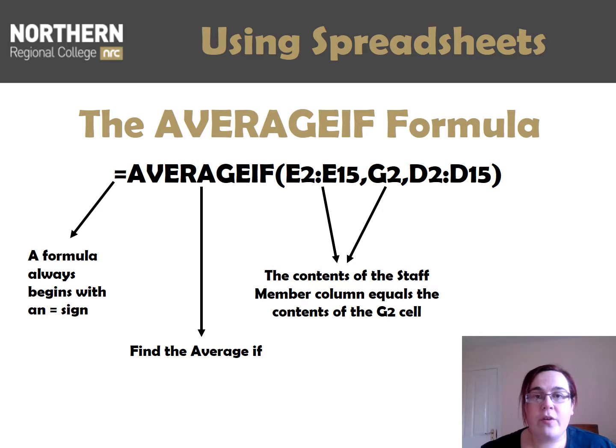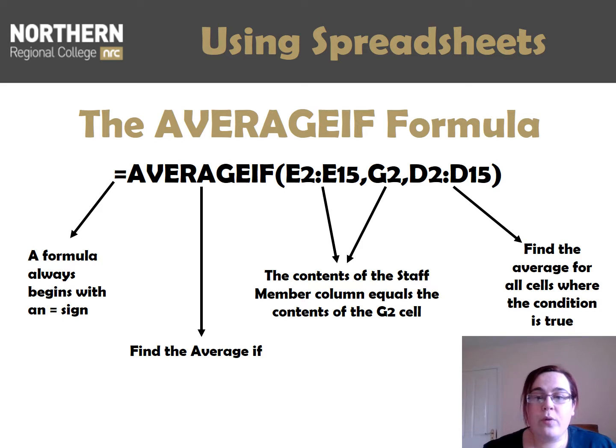The reason we're looking for the contents of the G2 cell is because we're looking for the average time taken by John McLaughlin first of all. Now it will only calculate the average if certain conditions are true. And the conditions that we're looking for are between the D2 and D15 cells. That's because we're looking to find out if John McLaughlin is on the spreadsheet, how many times he's on the spreadsheet, and then we're going to use that to calculate the average itself.